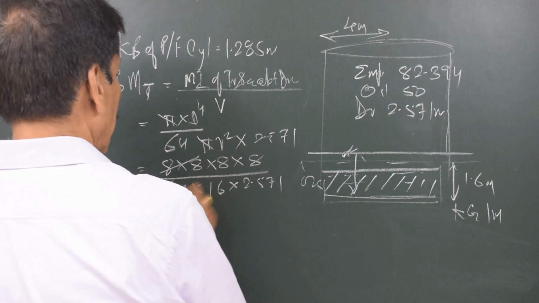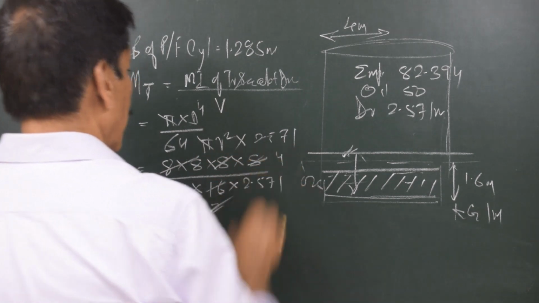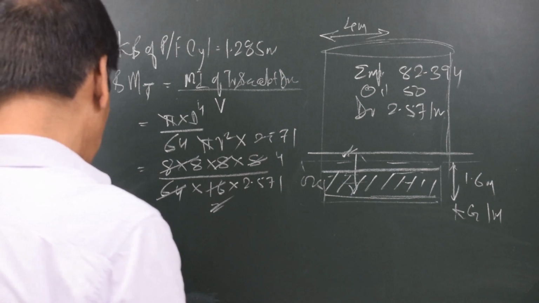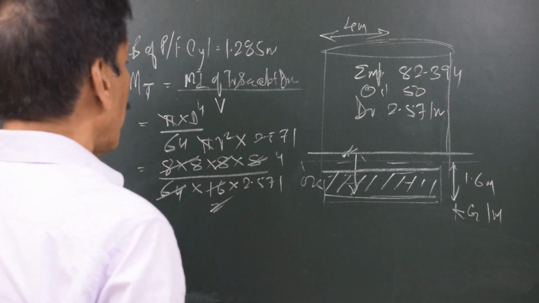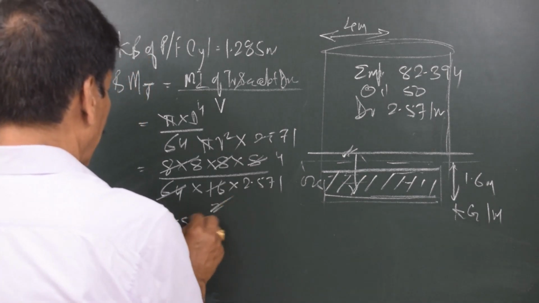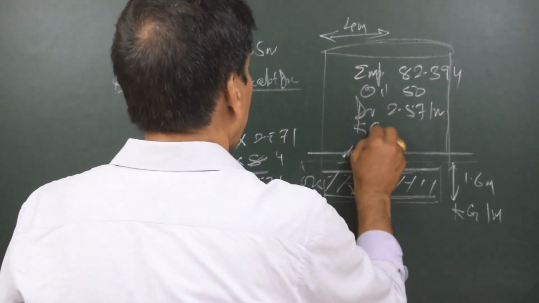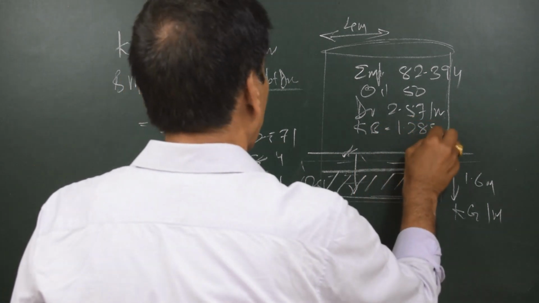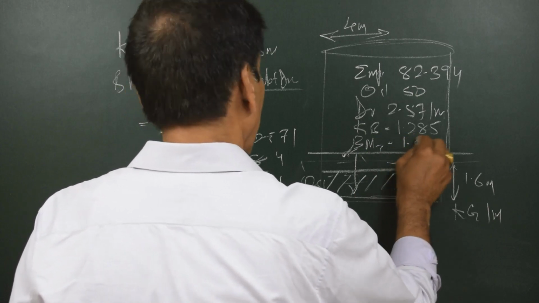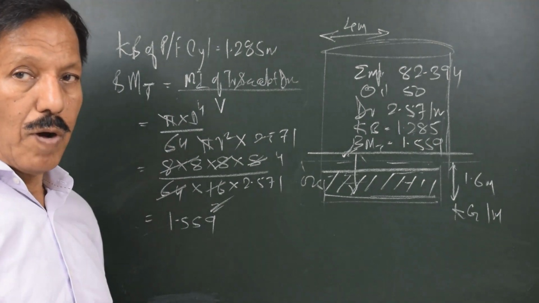So this cancels over here, and so basically it will give me 4 divided by 2.571. That is 1.559. 1.559 is the BM transverse. So we have the KB here. KB I will write down here as 1.285, and BM transverse is equal to 1.559. We still have to find out the KG. KG we have not found.